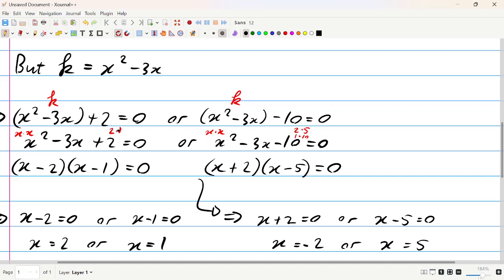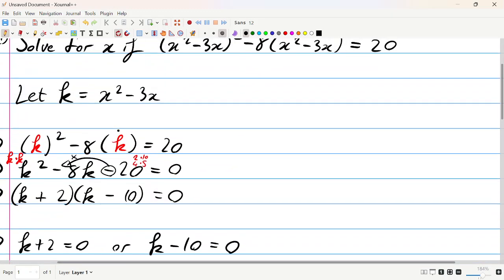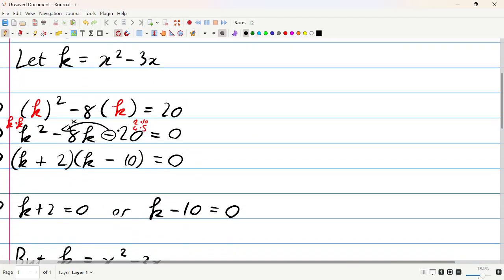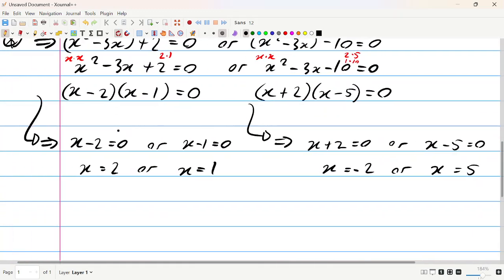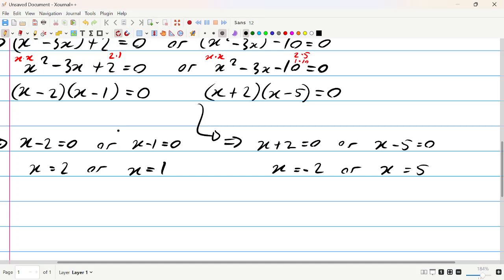Is there any restrictions that we need to be considerate about? Absolutely none. So we should be fine. So here's all our x values. I know there's a lot of x values, but we should be fine. So that is the answers for those ones.